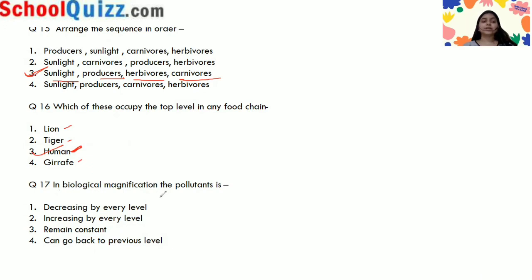In biological magnification, the pollutants are: decreasing at every level, increasing at every level, remain constant, or can go back to the previous level. So what will be the answer? You have to think and mark the right one, and we will discuss the answer to this question in our next video. Okay. So let's end this class here and we will meet in our next class. Thank you for joining the class. Thank you again.